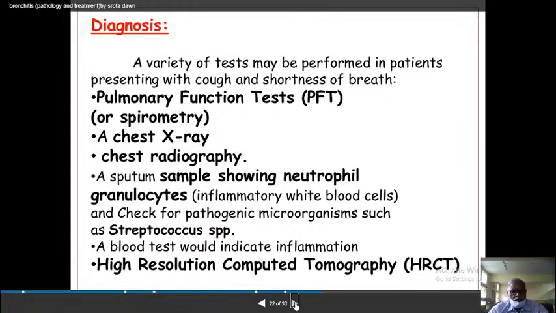For the diagnosis, a variety of tests may be performed in patients presenting with cough and shortness of breath. The pulmonary function test with spirometry, a chest X-ray, chest radiography, a sputum sample showing neutrophil granulocytes, inflammatory white blood cells, and a check for pathogenic microorganisms such as Streptococcus species, and a blood test would indicate inflammation. High resolution computed tomography.